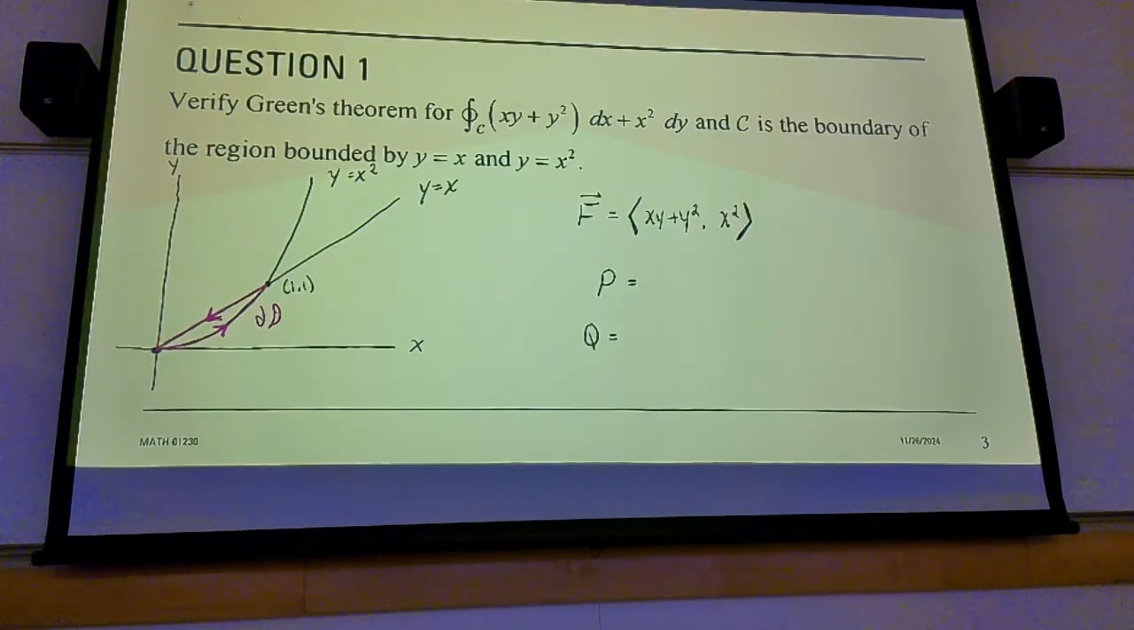Which means P is what and Q is what. I'll just write those out as well. For Green's theorem, what's P? xy plus y squared, and what is Q? x squared.